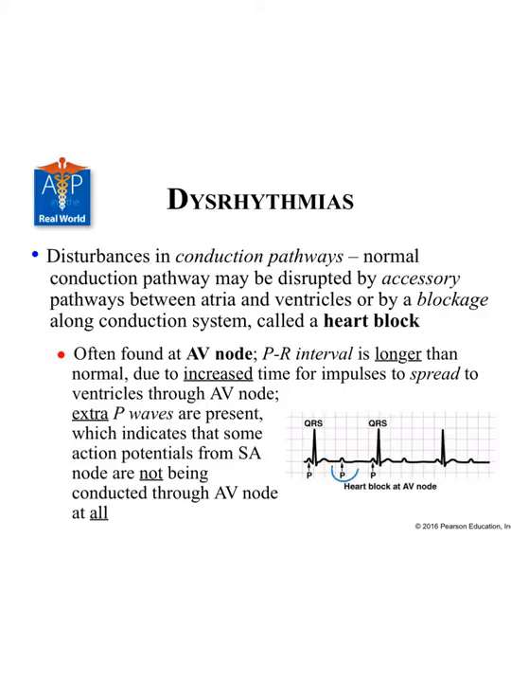And also, what's probably easier to see here is that you have extra P waves. What that means is, if you have atrial depolarization through the AV node and AV bundle, you're supposed to pass that to the ventricles. So basically you skipped passing it to the ventricles here.